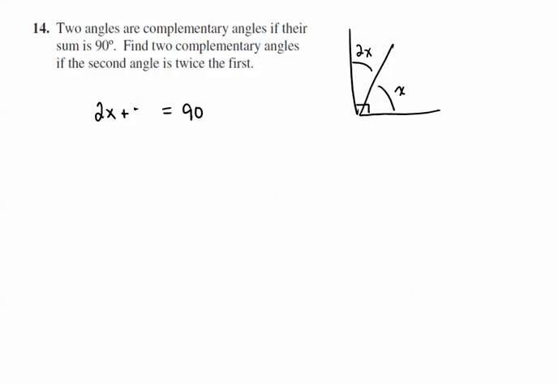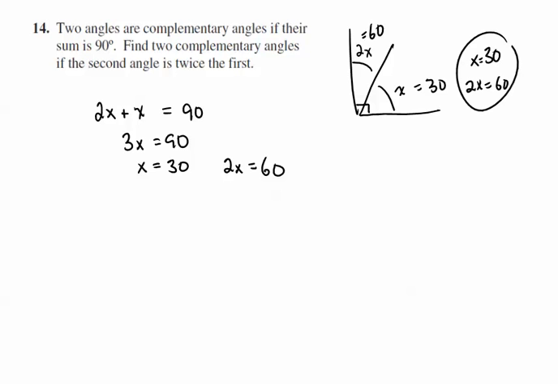So it's 2x plus x, and that's 3x is 90 degrees, or x is equal to 30 degrees. Then the second one has to be twice the first one, so it will be 60 degrees. So our two angles are 30 and 60. So x equals 30, 2x equals 60 is our answer to problem number 14.